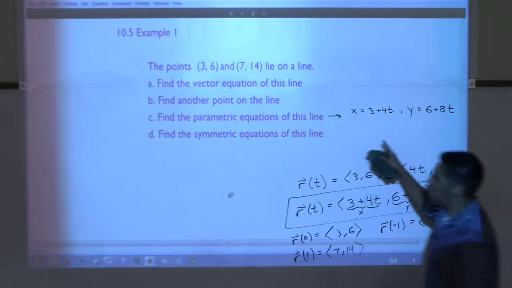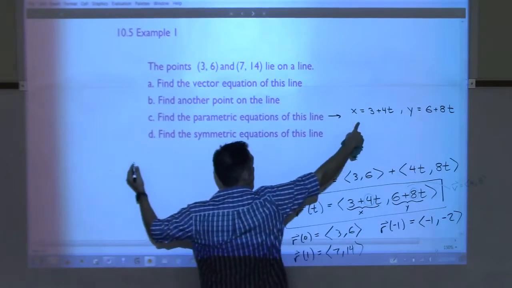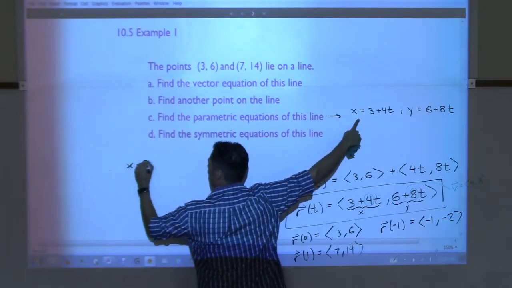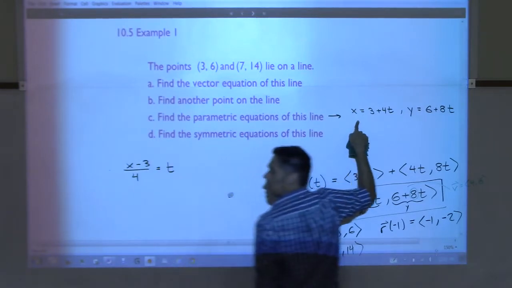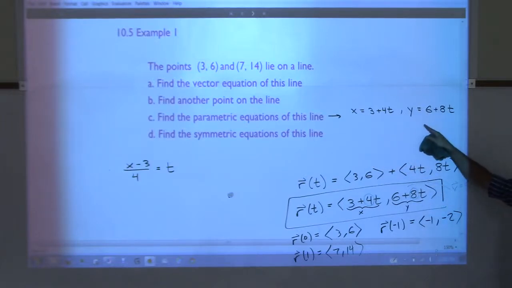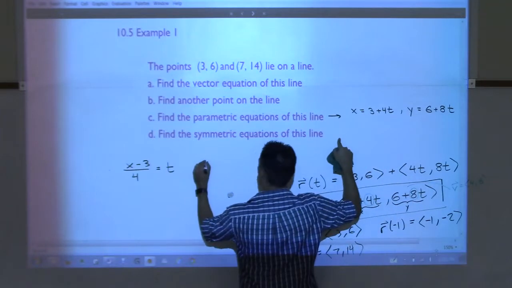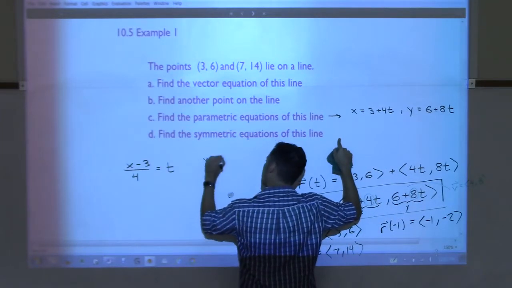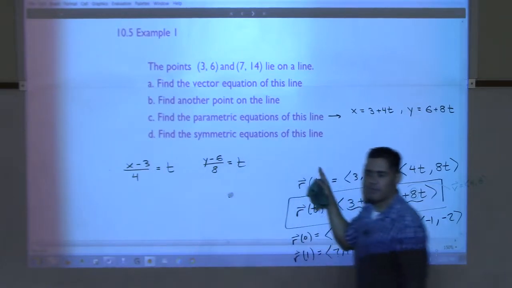So to find symmetric equations, take each of your parametric equations and solve for t. So I'm going to take the first equation. I'm going to subtract 3 and then divide by 4. That's t, right? Subtract 3, divide by 4. This one, subtract 6, divide by 8. So y minus 6 over 8 equals t. You understand what I'm doing there?